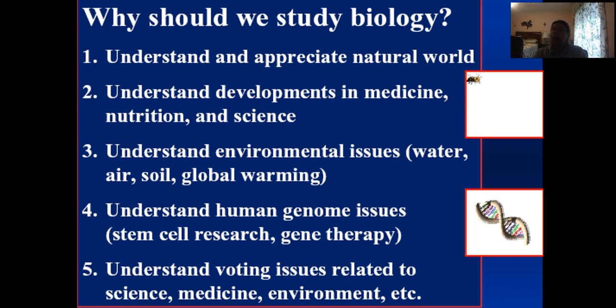And then finally, knowing our environment, knowing our place in the ecosystem, knowing the role of each one of these different units within that ecosystem will help us make an informed decision as an actual working member of the society. When it comes to voting on issues related to science, medicine, environment, global warming, gene therapy in the future, we will be able to make an informed decision and not just a decision based on what our parents are making or what our peers are making without knowing about how it actually affects us.